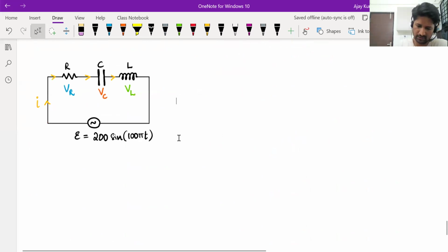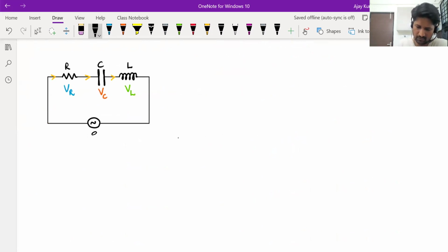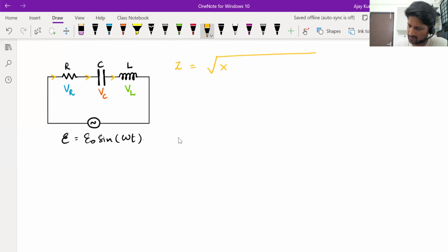If you have an LCR series circuit like this, and you know the EMF function, E naught sine, whatever be the phase, let's just take it as omega t simply. Then we first calculate impedance like this: under root of XC minus XL whole square plus R square. Then we calculate the phase constant: tan phi naught is XC minus XL whole divided by R.